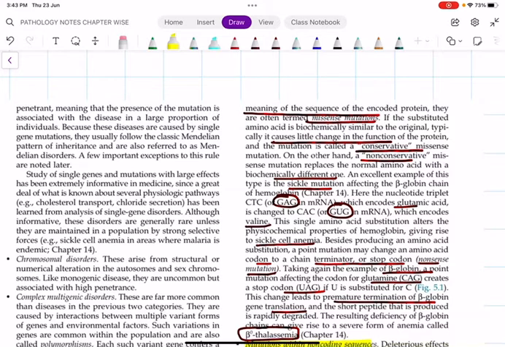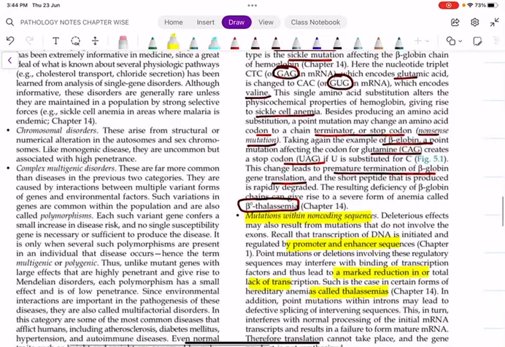Nonsense mutation. Suppose this base pair or this codon is substituted by a terminator codon or a stop codon, we call it nonsense mutation. The best example is beta thalassemia, in which in the beta globin chain the glutamine, that is CAG, is replaced by UAG, which is a stop codon, so it will cause termination of protein synthesis. No beta globin chain will be produced, causing beta thalassemia.